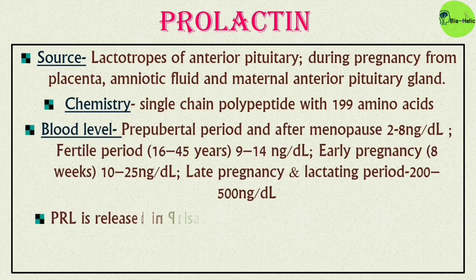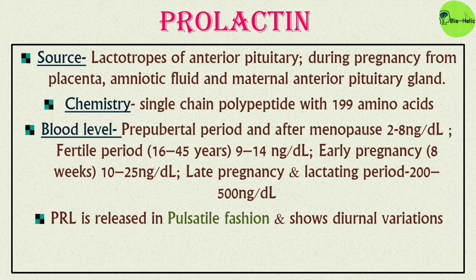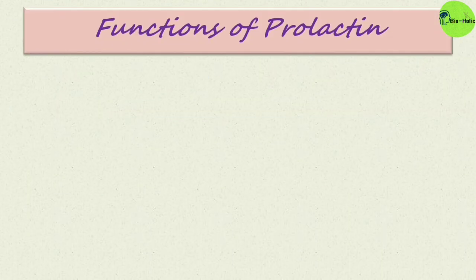During prepubertal period and after menopause, the blood level of prolactin is about 2 to 8 nanogram per dl, and during fertile period it is about 9 to 14 nanogram per dl. In early pregnancy, the level rises and becomes 10 to 25 nanogram per dl, and during late pregnancy and lactating period, it shows its peak, that is about 200 to 500 nanogram per dl. Prolactin is also released in pulsatile fashion and shows diurnal variation. The half-life of prolactin is about 20 minutes.